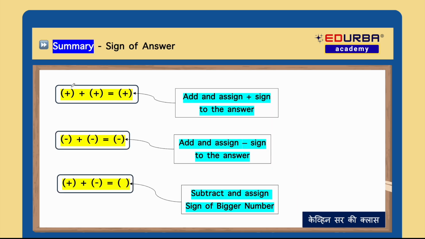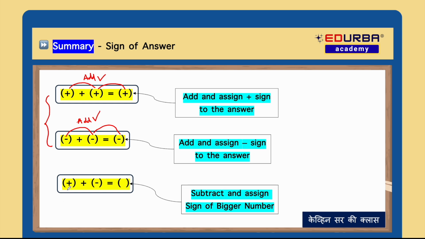Now this is a summary. When we have two positive numbers which we add, then the sign is also going to be positive, and in this case we have to do addition. Similarly, when we have two negative numbers, the answer is also going to be negative, but in this case also we have to add the two numbers. So both positive and both negative, that means we have to do addition.